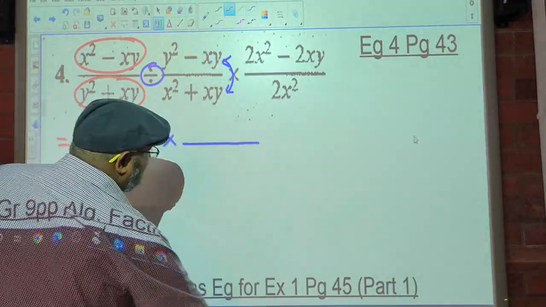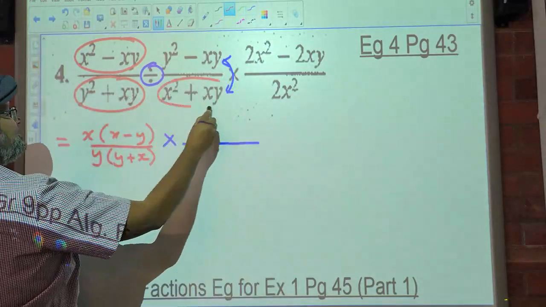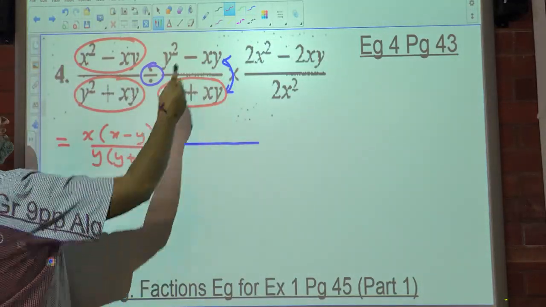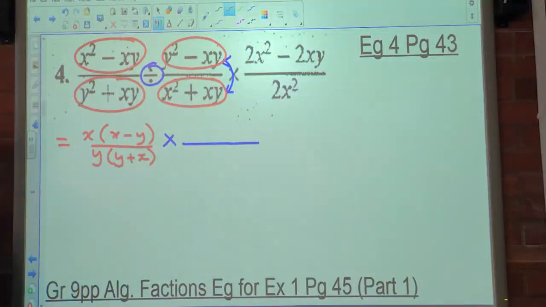I'm going to give you a chance now to factorize that. And you're going to factorize that one as well for me quickly. You see why we spend so much time on factorization, so that this becomes easy. Okay.